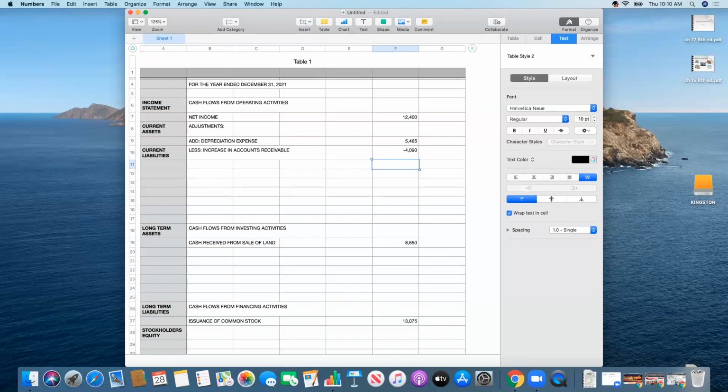Decrease in accounts payable. Accounts payable is a current liability, right? Current liabilities also belong in the operating activities section. Decreases in current liabilities get subtracted. Less decrease in accounts payable, minus 1760.